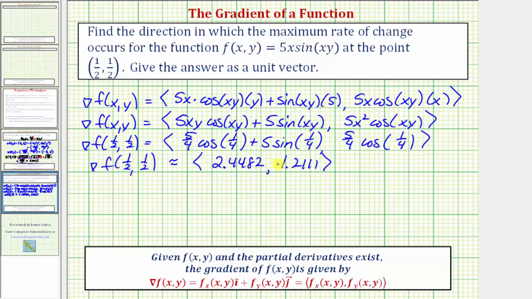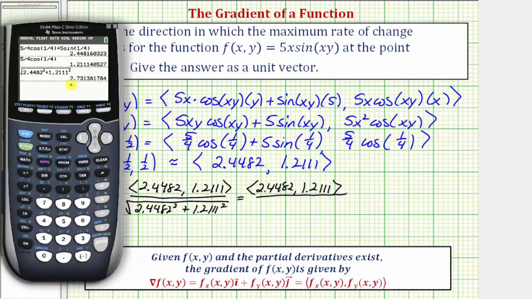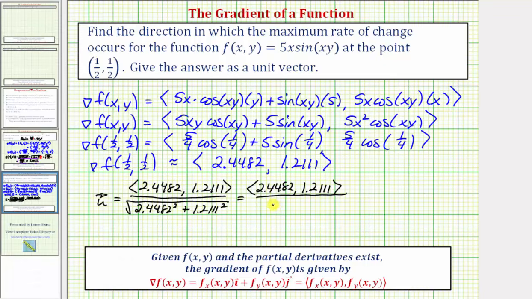So now we want a unit vector in the same direction. So our unit vector is going to be equal to the gradient of f at the point 1/2, 1/2, divided by the magnitude of the gradient, which would be the square root of 2.4482 squared plus 1.2111 squared. Now for our next step, let's get a decimal approximation for the magnitude. So we have approximately 2.7314. And then we'll find the actual x and y components of the unit vector that points in the same direction as the gradient of f.